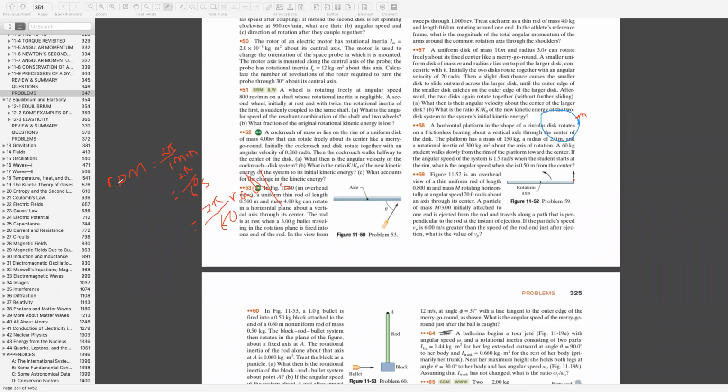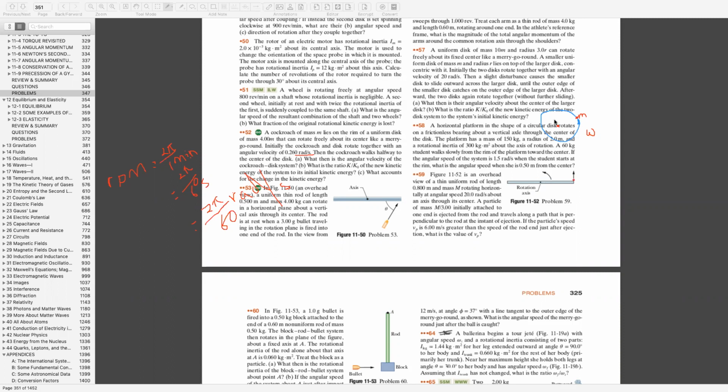Okay. So when I read this, it just came to me. We have the angular velocity, which is omega, and then the cockroach walks halfway to the center of the disk. What is the angular velocity of this cockroach-disk system? Basically, we know this is a cockroach on the rim, and then it starts moving halfway to the center of the disk.